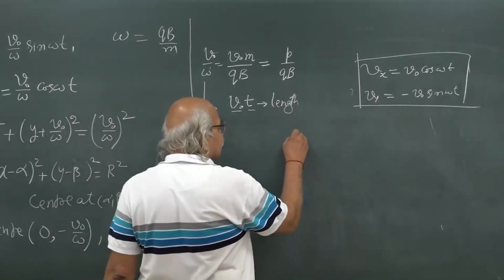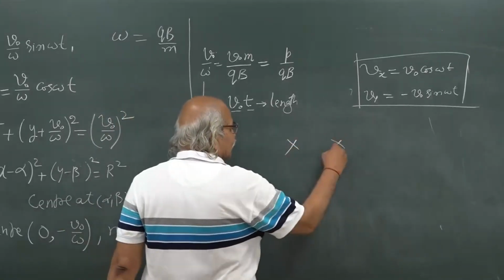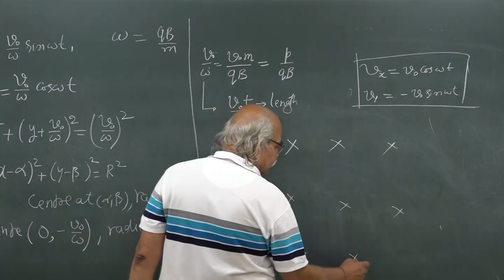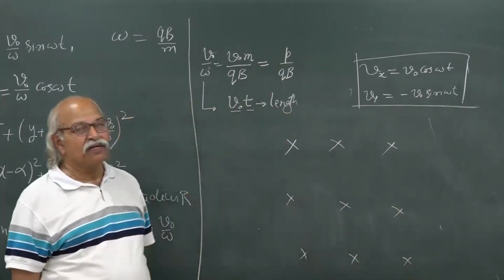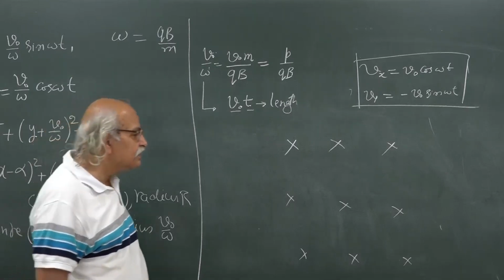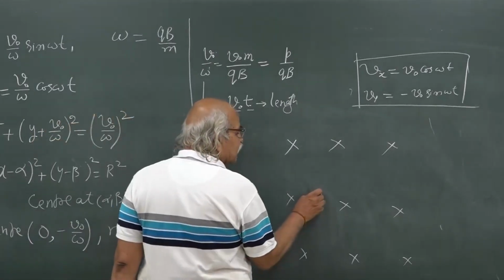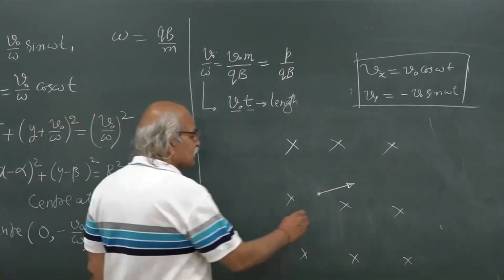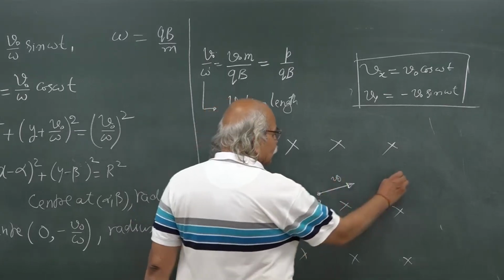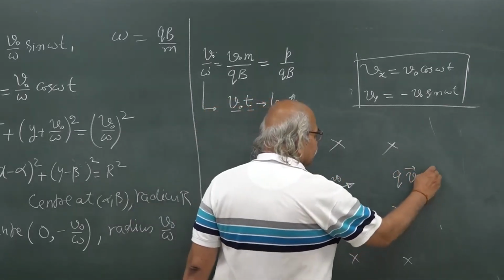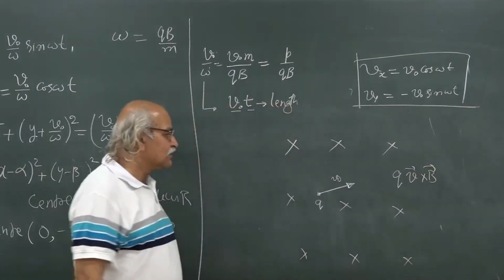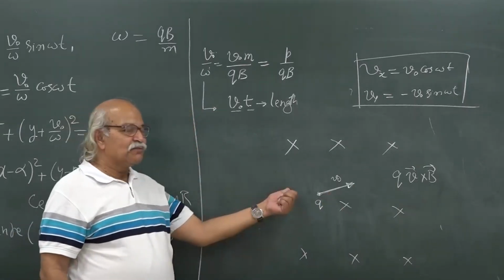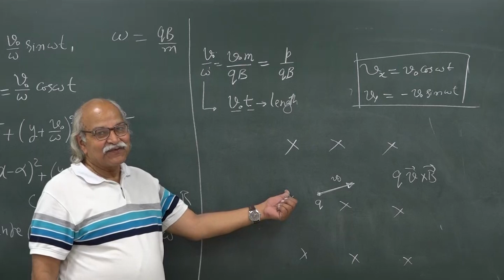Let me take that reverse so that you also get experience of that. Suppose the magnetic field is going into the board, uniform, and then the particle is given some velocity in this plane perpendicular to the magnetic field. It is positive charge, and this is the velocity given. So what is the direction of qV cross B? This is velocity, and the magnetic field is going inside the board. So what will be the direction of V cross B?